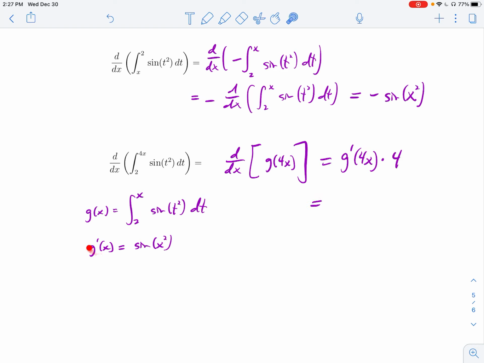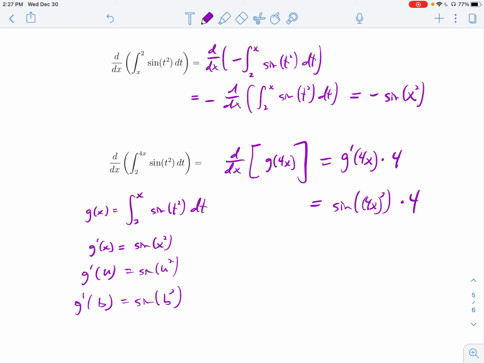G prime of x is sine of x squared. Right, so g prime of u is sine of u squared. G prime of 4x would be sine of (4x) squared times 4. So that's my answer.